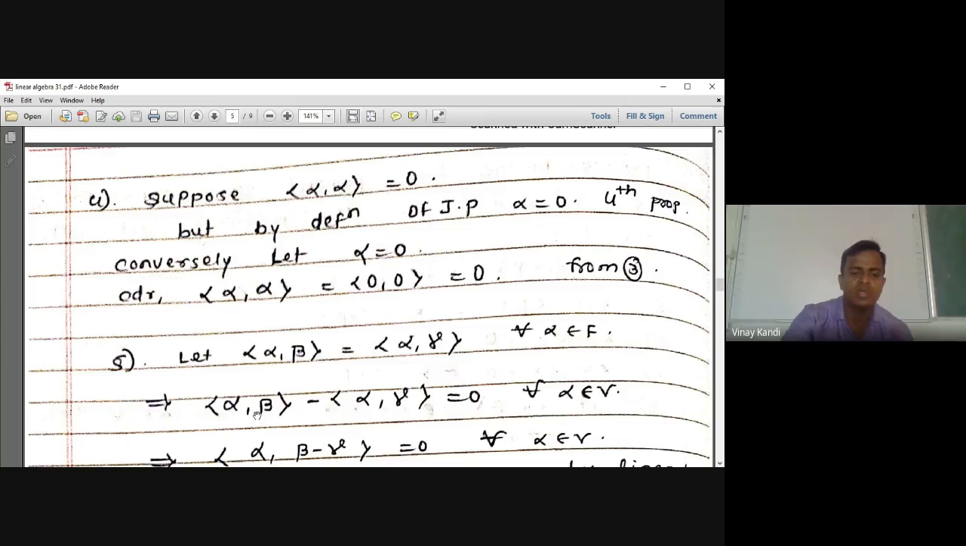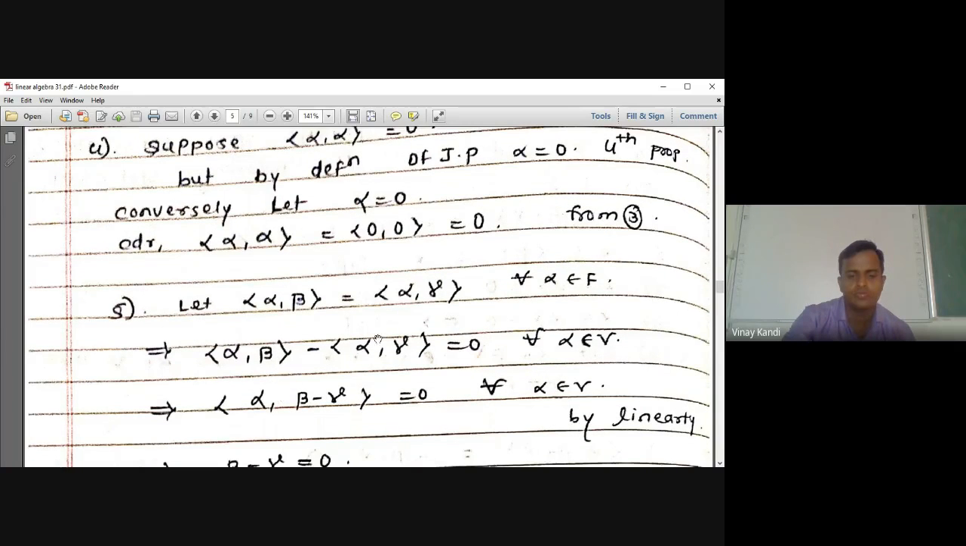The inner product in an inner product space is a function V cross V to F. This is the function V cross V to F. So these are vectors from V, and this is the element from field F. So we can write like this: by linearity property, inner product of alpha, beta minus gamma is equal to 0 for all alpha belongs to V.